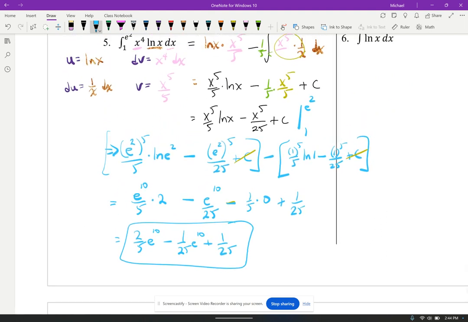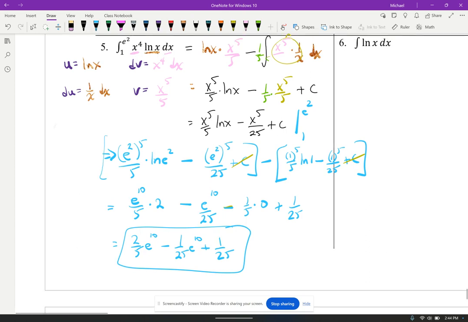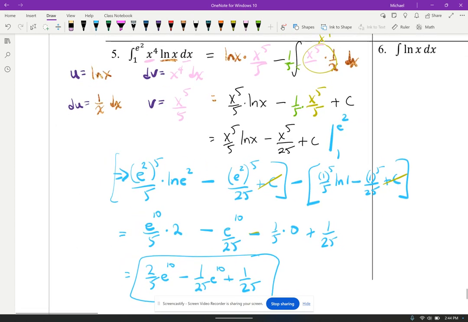Again, everything in blue is just a substitution and subtraction, so I really don't worry about that. What I'm more concerned about is, did you understand how we got to the antiderivative to begin with? Specifically, do you understand how we set up the integration by parts formula here? Because we had to select a u that I was going to take the derivative of and a dv that I was going to take the antiderivative of.